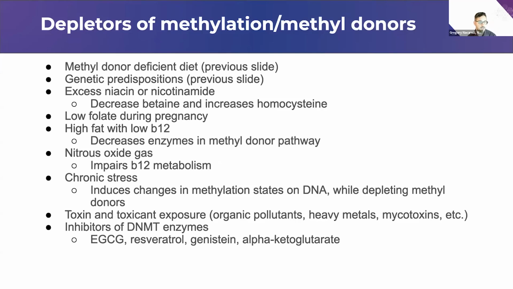That goes back to the genes on the other slide. If you have excess niacin or excess nicotinamide, this will decrease betaine, which through that other pathway I showed will ultimately increase homocysteine, so that's not good. If you have low folate specifically during pregnancy, where you have increased folate needs, that's also going to deplete you of methyl donors. If you have a high-fat diet with low B12, this is going to decrease the enzymes in the methyl donor pathway, so that's not good.